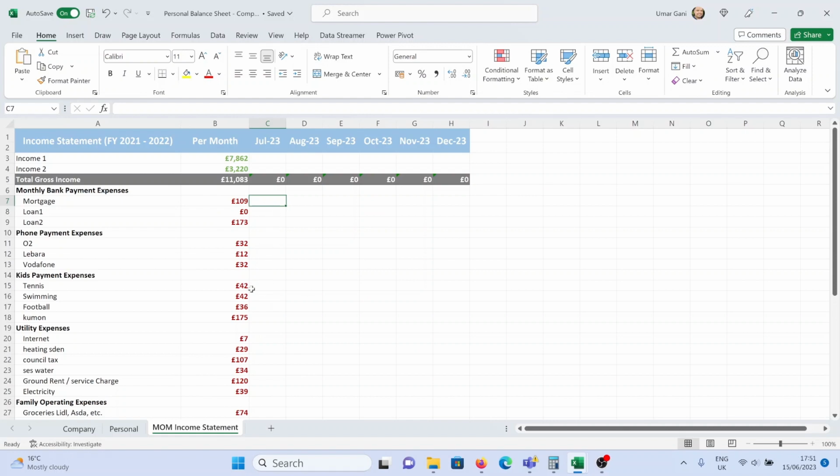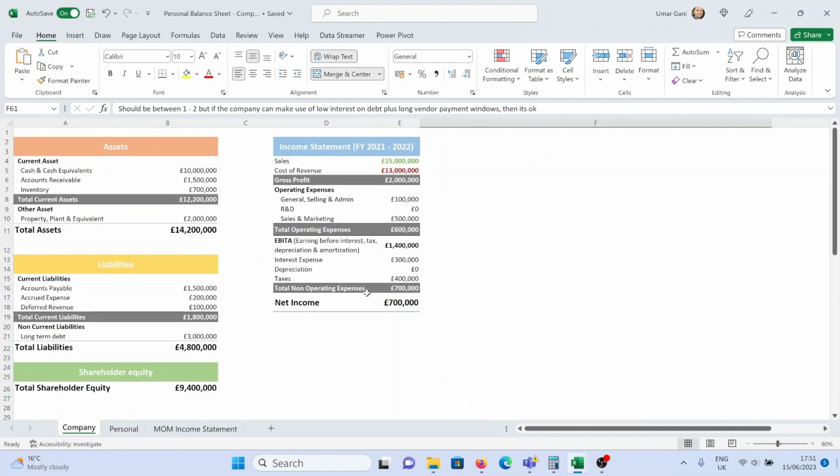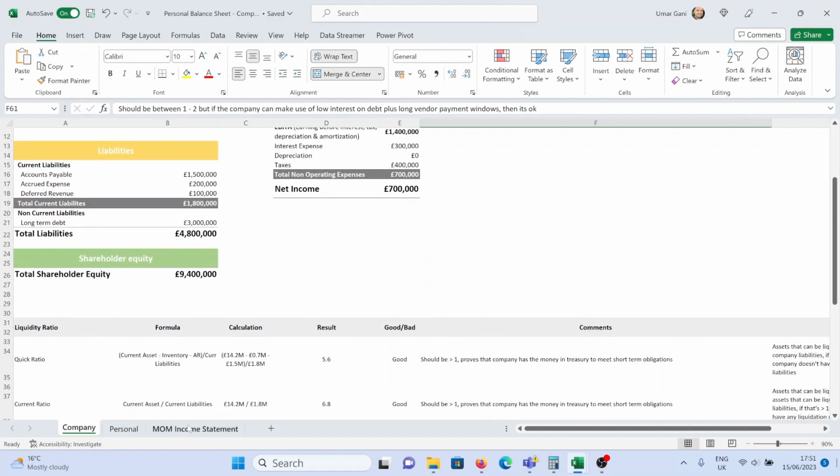So I hope this would have given you some idea about what a balance sheet and income statement are, and how you can use them to get some insight on your finances.